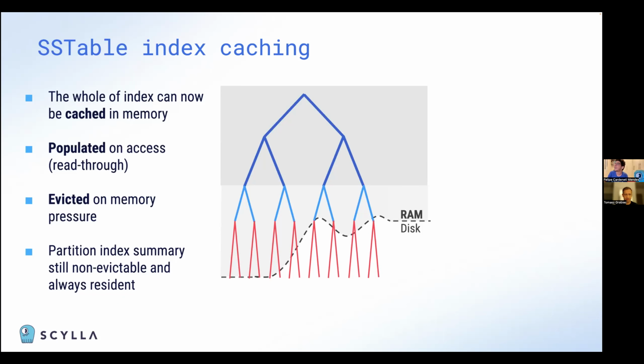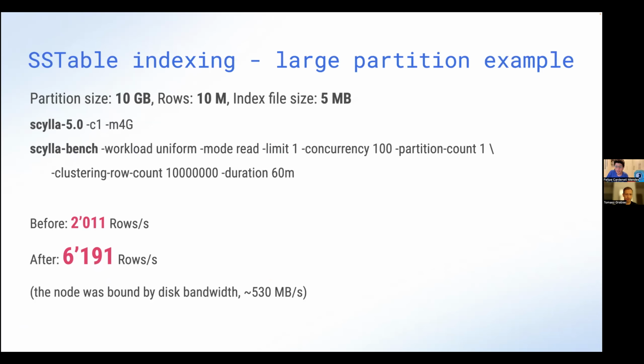latencies by any means. So one of the many benefits of SSTable index caching is the fact that large partitions are no longer an issue in ScyllaDB. For example, this slide shows the measurements that Tomek did and presented back then at ScyllaDB Summit, before and after the optimization with large partitions, directly reading cold data from disk. As we can see, the throughput more than tripled, which essentially made on-disk lookups even faster than before.